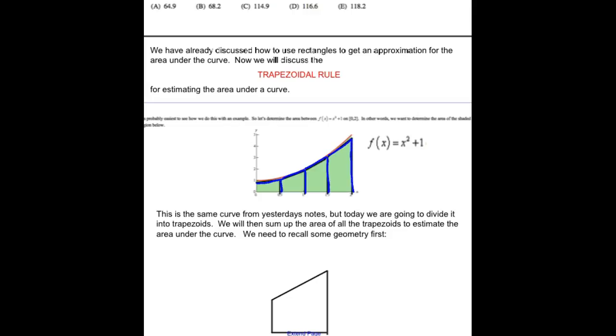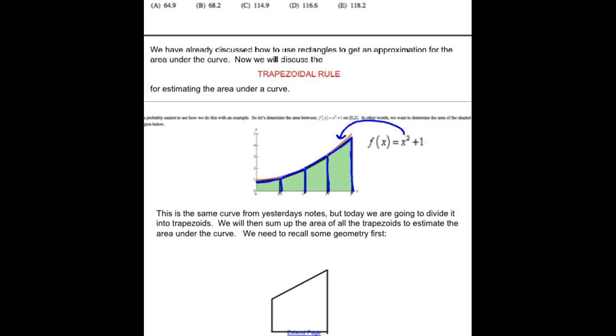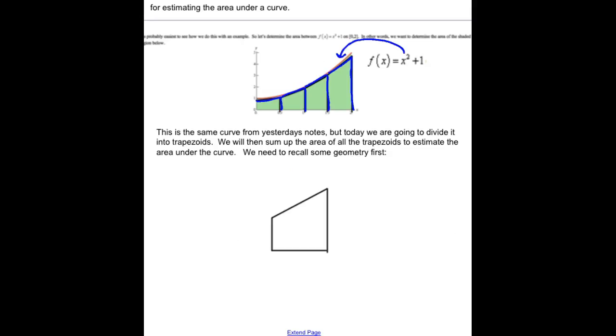The only thing is we need to figure out how to get the area of a trapezoid. So this is that same function from the last section of notes. It's the parabola x squared plus 1. I'm going to approximate the area under that curve by making 4 trapezoids.